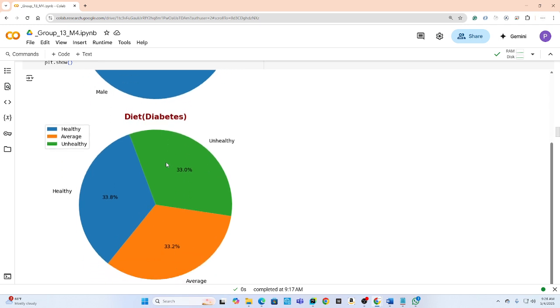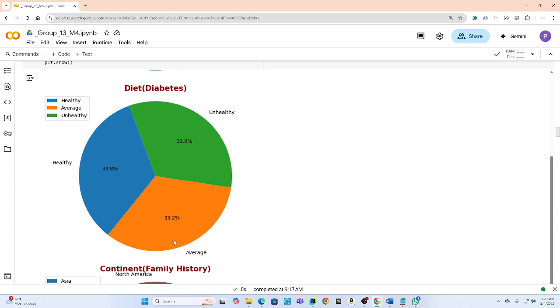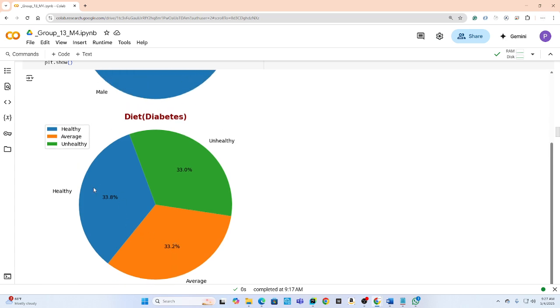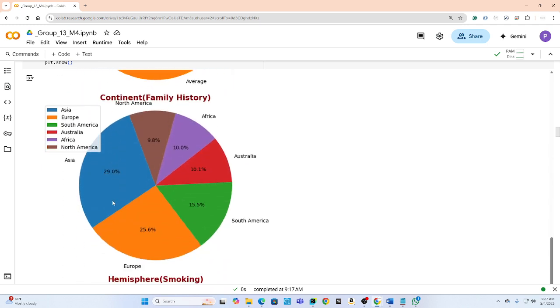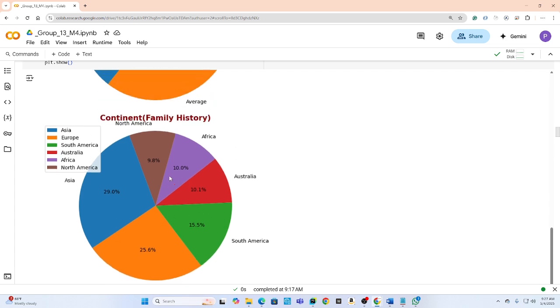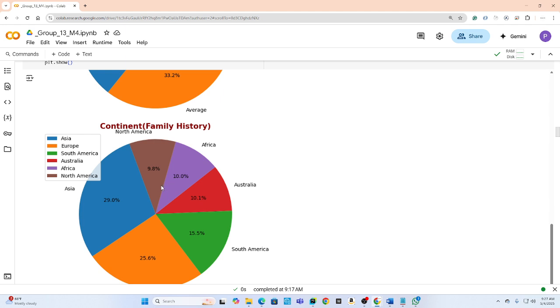And we have the data that we are given. We have health status pretty much split evenly: 33% are unhealthy, 30% have an average health status, and 33% have a healthy status. And we see the distribution of our data based on the continent where they come from.